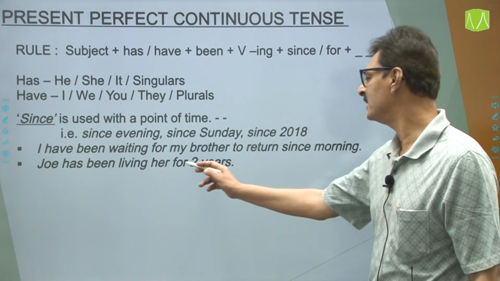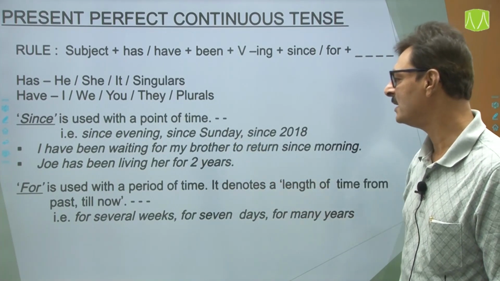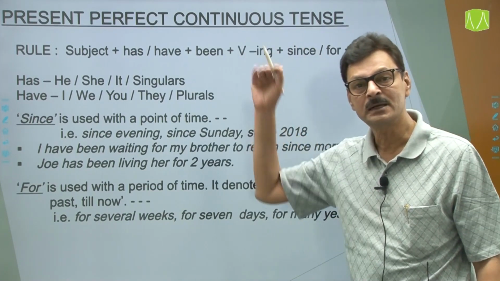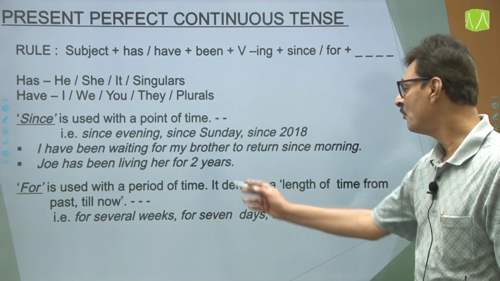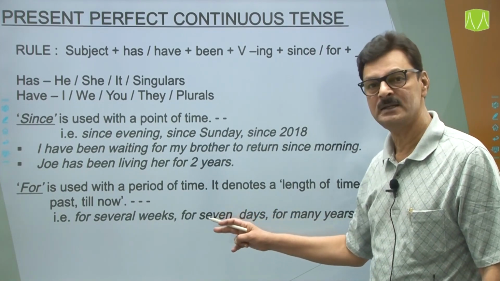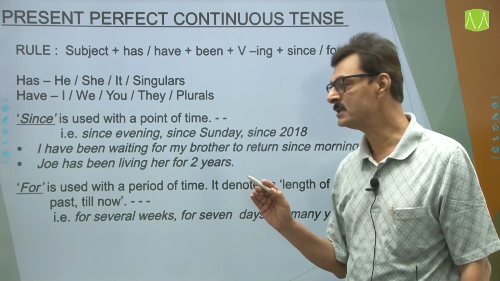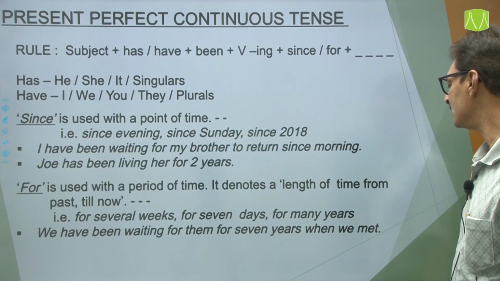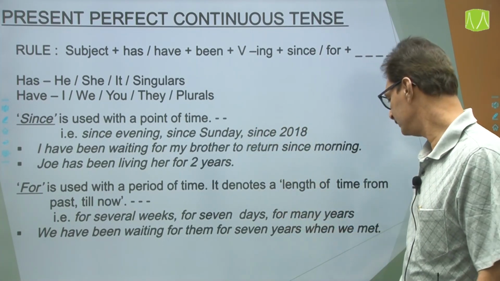Try to understand the difference between since and for very very carefully. For कहाँ होता है? For is used with a period of time. It denotes a length of time from past till now. That is several weeks, for 7 days, for 2 years, for many years and so on. Don't say since 7 days. 7 days के संग since नहीं आएगा. It will always be for and not since. For example, we have been waiting for them for 7 years when we met. मैं 7 साल से उसका इंतजार कर रहा था जब वो मुझे मिला या जब हम मिले.